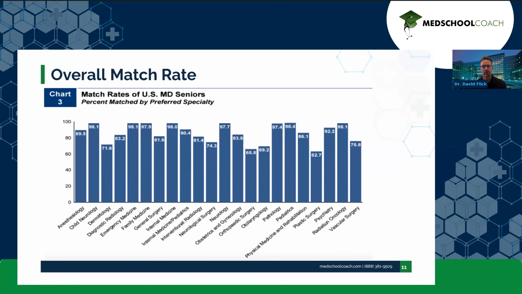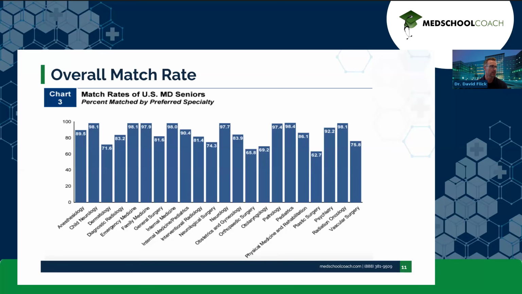So I'm going to go a little faster through it and just point you in the right direction. But you can go on Google, check out Charting Outcomes in the Match, go to MD, DO, or International Medical Graduate, depending on who you are. I'll walk you through how to use this data. It's very, very important.